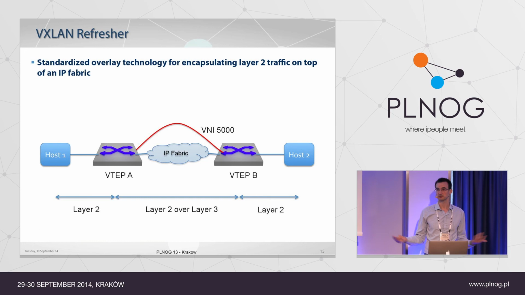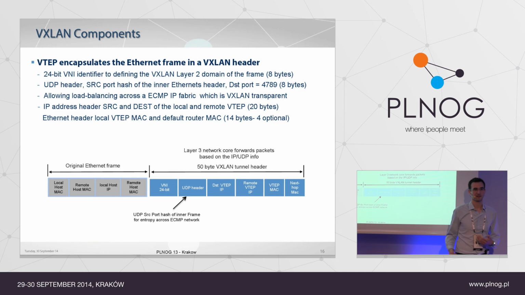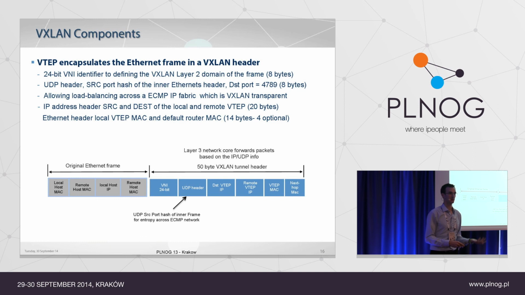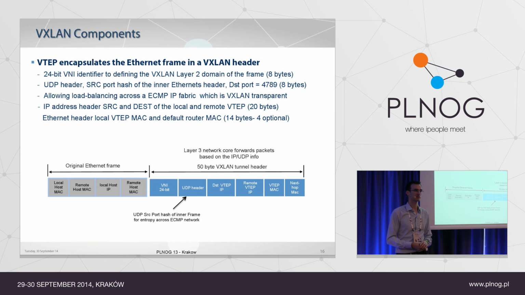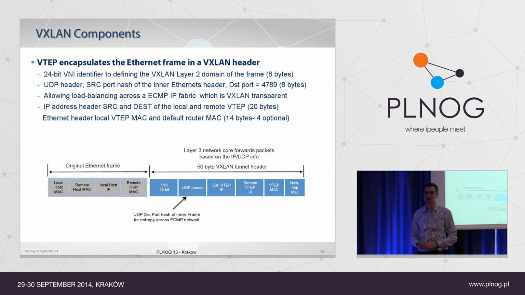This is the frame format. The original frame obviously contains the layer 2 information. It is encapsulated by the VXLAN gateway into an IP packet that contains a UDP header for better entropy. The entropy is the variety of the hashing, so that, for example, you can vary per flow per customer. It can be a hash of the different VNI. The VNI is the tenant identifier.